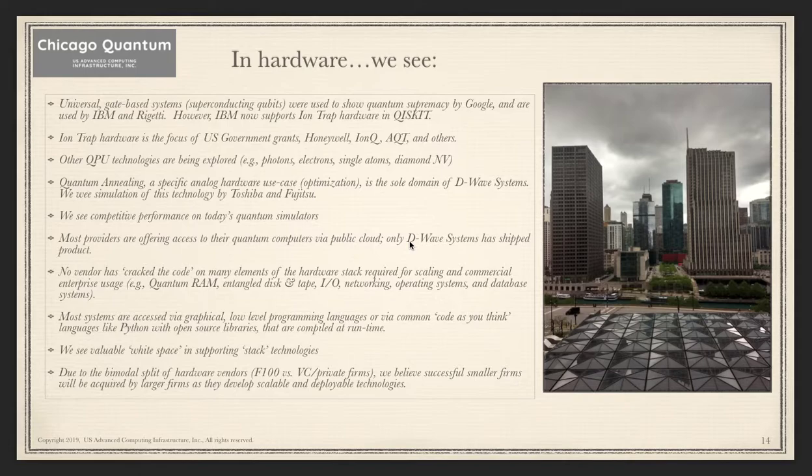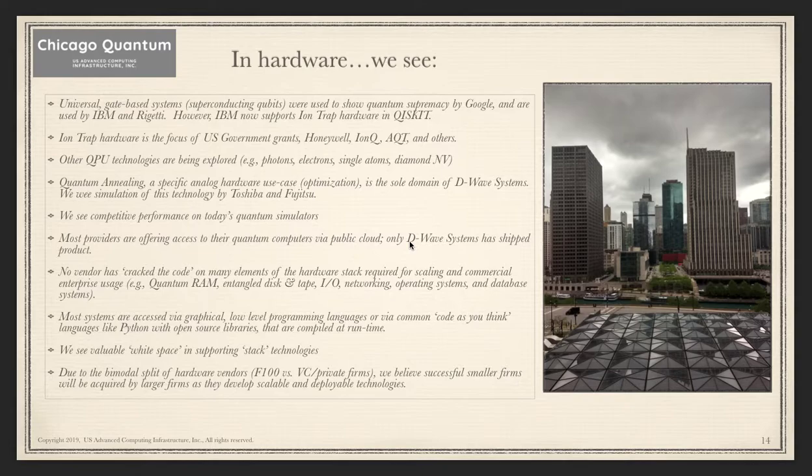Quantum annealing is a specific analog hardware use case. It's for optimization. It's the sole domain right now of D-Wave Systems out of Canada, and we see simulation of this technology by Toshiba and Fujitsu. What's nice is this technology today can provide business value. I'm not going to say it runs faster than all the other computers in the world, but it probably runs faster than some of the applications that our clients are using today. So optimization around quantum annealing is a great short-term use case.